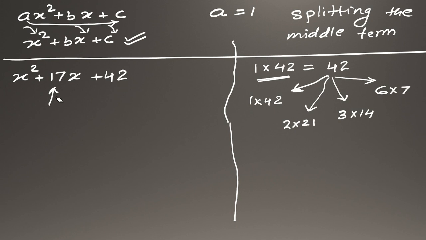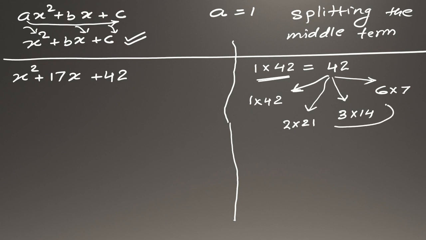After this you will see what the sign of the constant term 42 is, positive or negative. So here you can see it is positive. So what will you do here? You will choose that pair in which the addition of the numbers is equal to the middle term, that is 17.